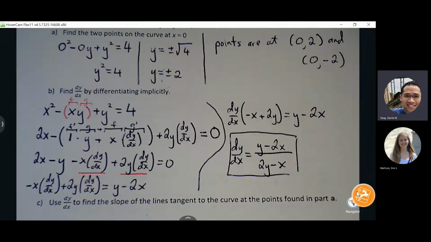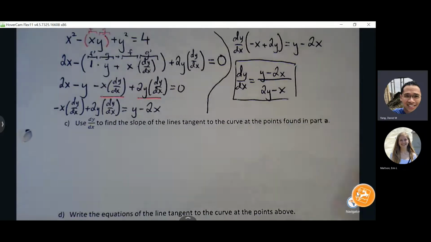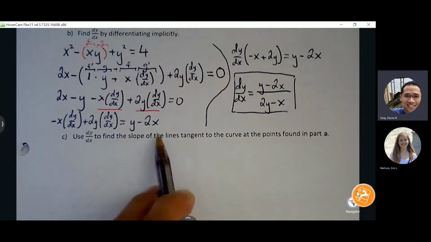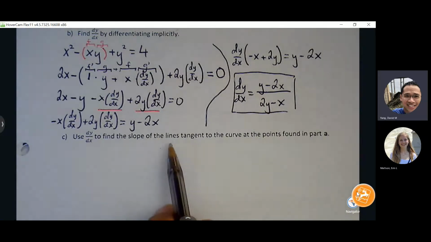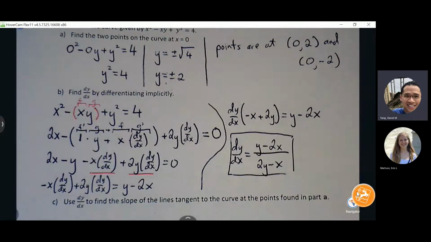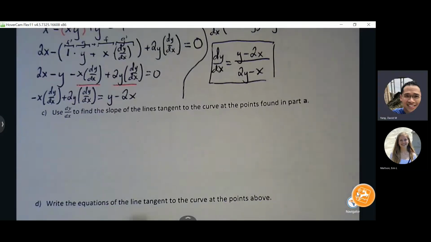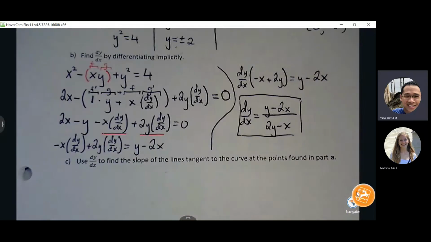Find the slope of the lines tangent to the curve at points found in part A. So for the slope of the lines, we know that our ordered pairs can help us find slope using the derivative. And that's going to lead us to part D, write the equation of the tangent line. So we're going to gather everything we can: take our ordered pair, find the slope using the derivative, and then use point slope form.